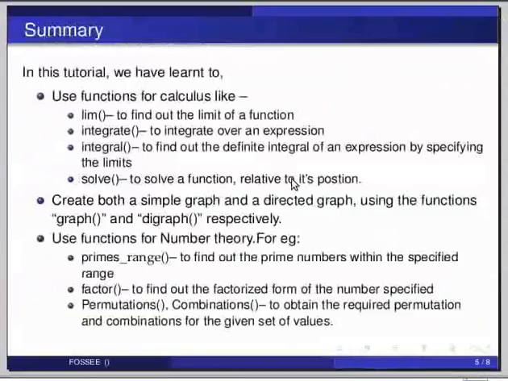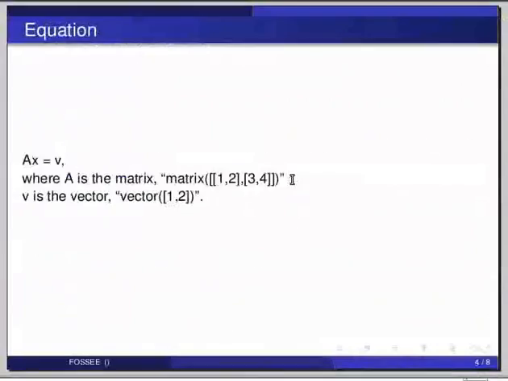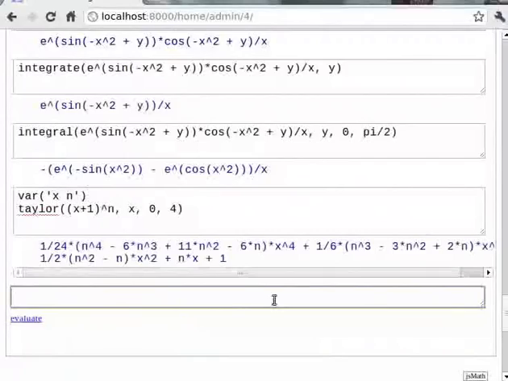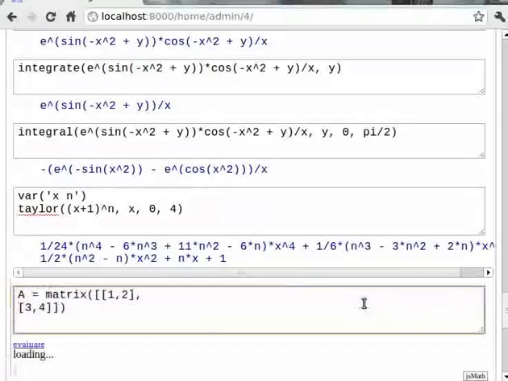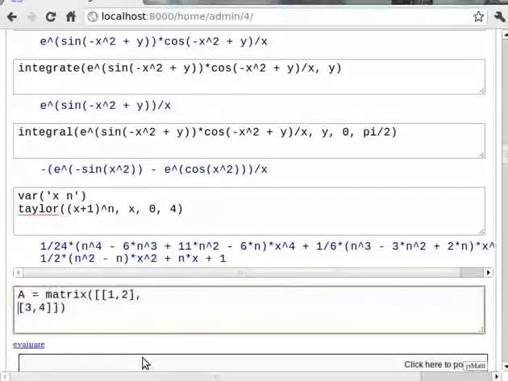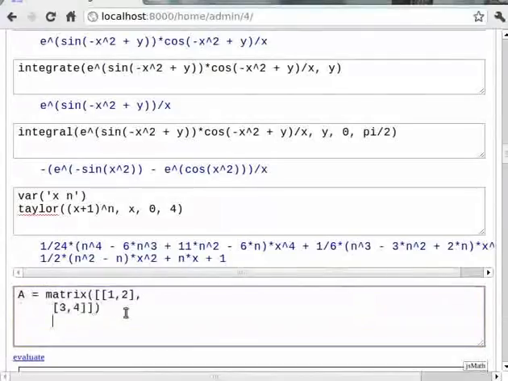Next, let us move on to matrix algebra. Let us begin with solving the equation Ax is equal to V, where A is a matrix 1, 2, 3, 4, and V is the vector 1, 2. So to solve the equation Ax is equal to V, we simply say A is equal to matrix 1, 2, 3, 4. Then V is equal to vector 1, 2. Then x is equal to A dot solve underscore right within brackets V.